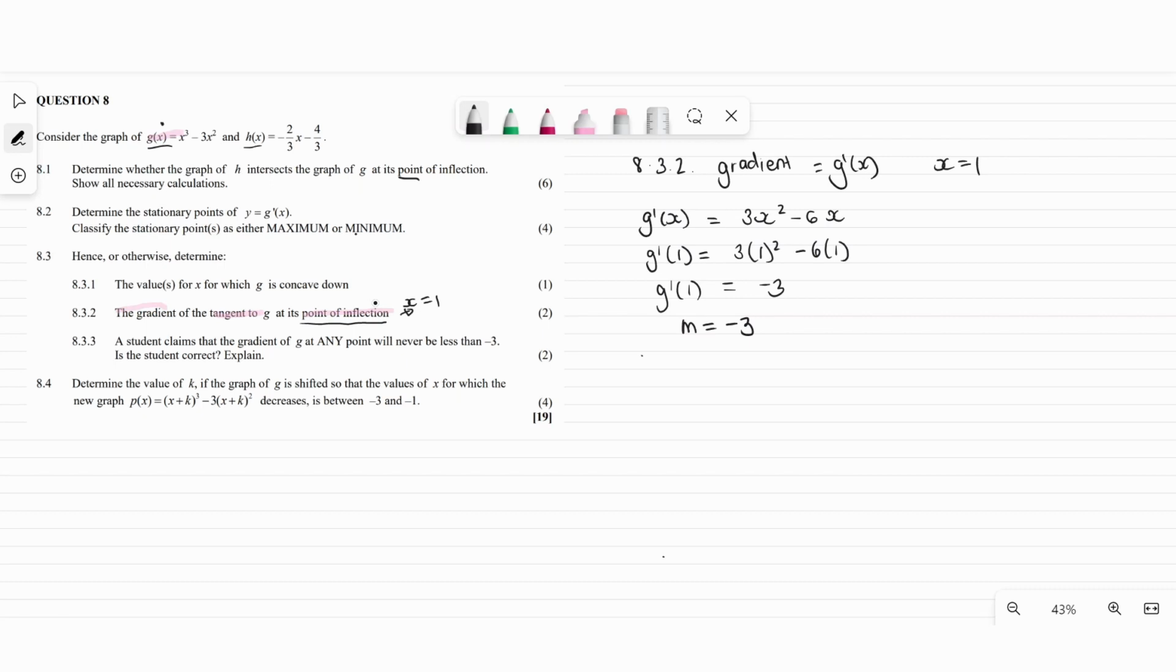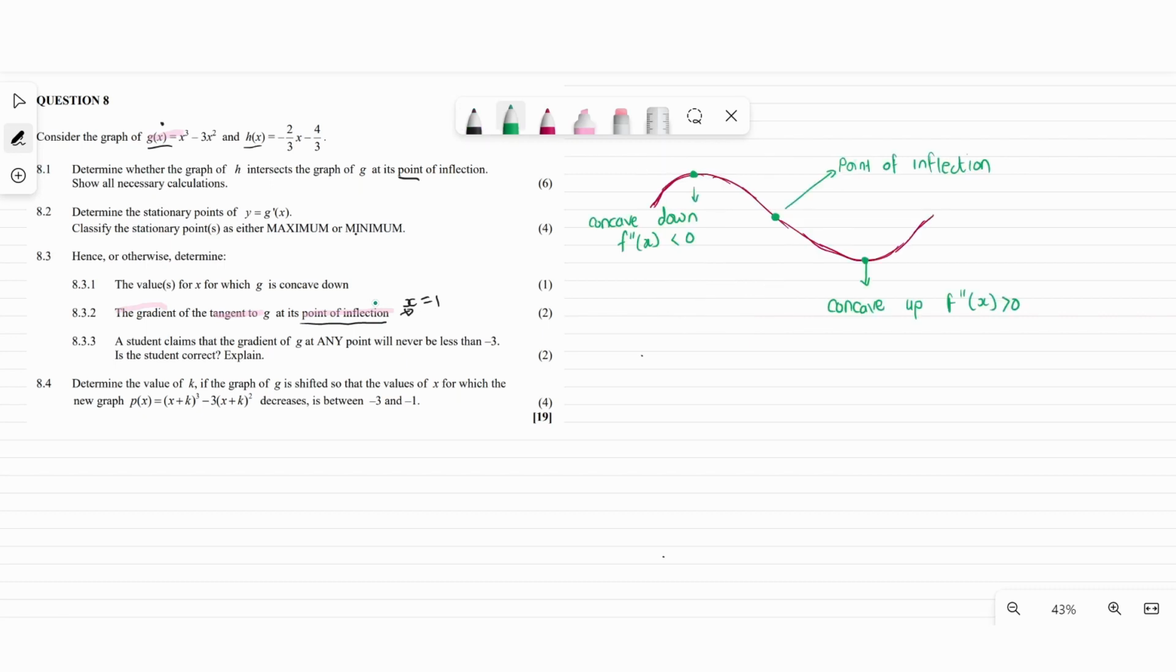So this is just one thing that I wanted you guys to see, but this will be your answer. So now let's do question 8.3.3. It says a student claims that the gradient of g at any point will never be less than -3. Is the student correct or not? So gradient is a gradient at any point, right?